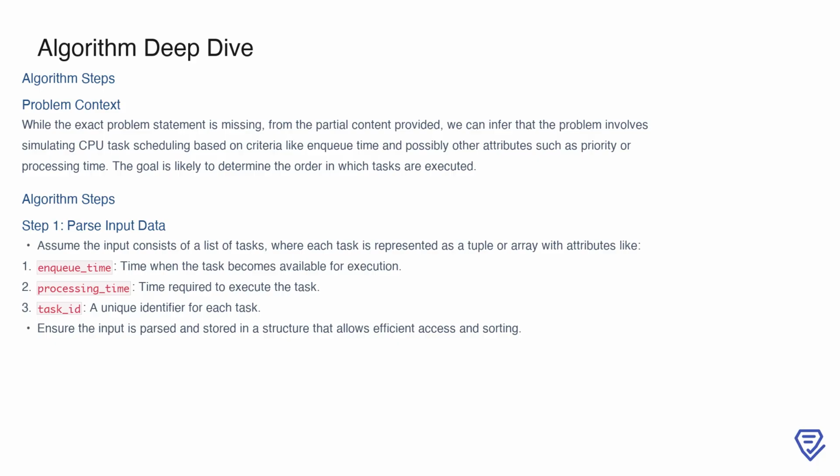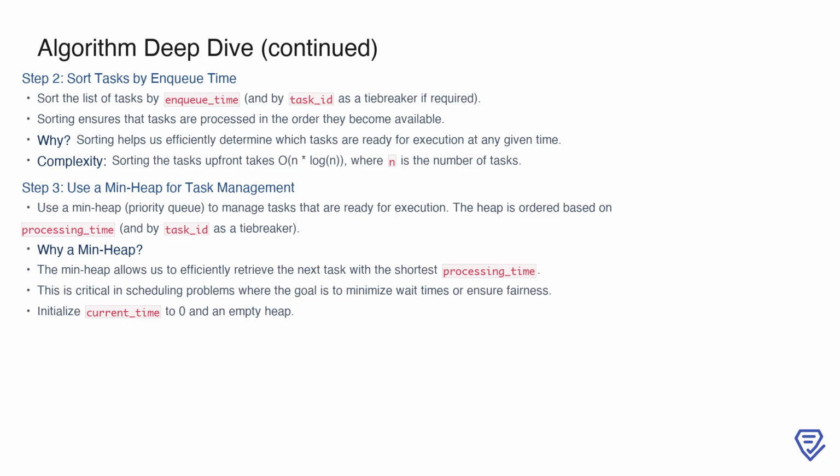the time required to complete it, and its unique identifier. We need to store this data in a structure that allows efficient operations like sorting and retrieval, which will be crucial for the algorithm's success. Now that the input data is parsed, the next step is to sort the tasks by their in-queue time, ensuring tasks are processed in the order they become available.